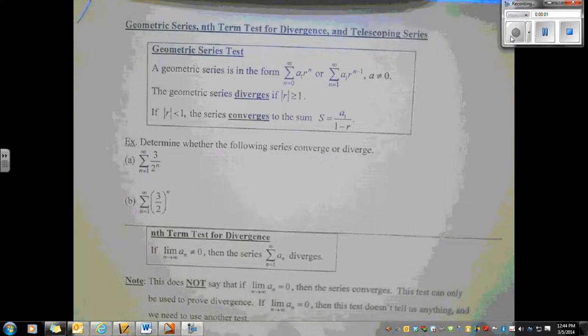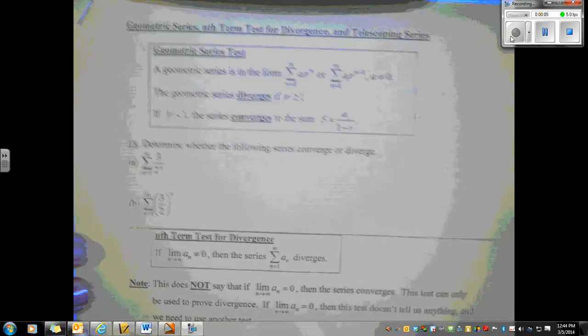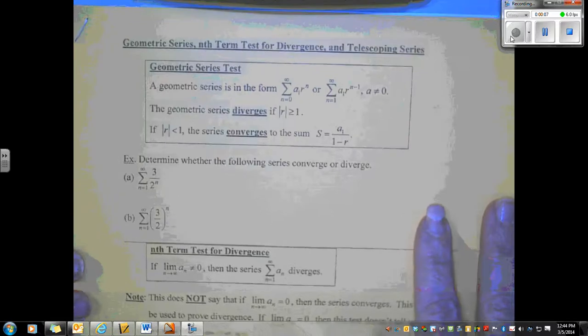Geometric series, nth term test for divergence and telescoping series.